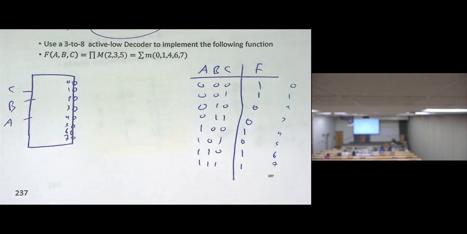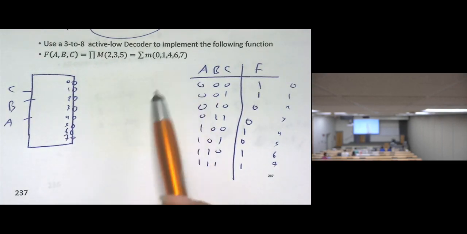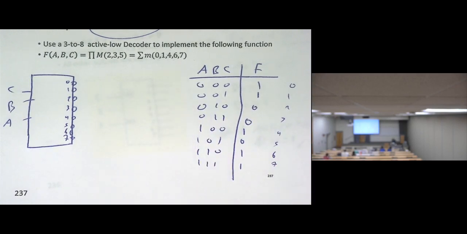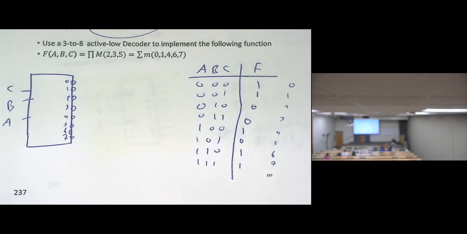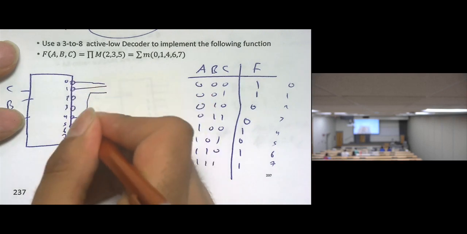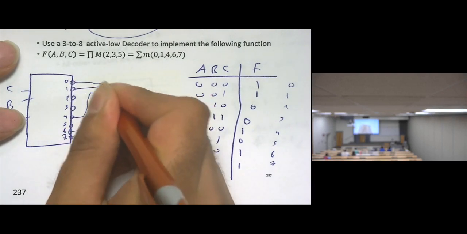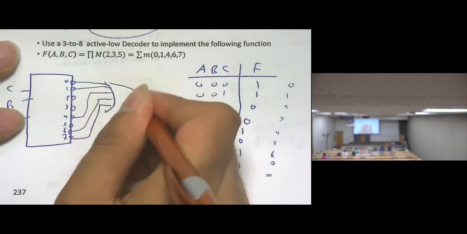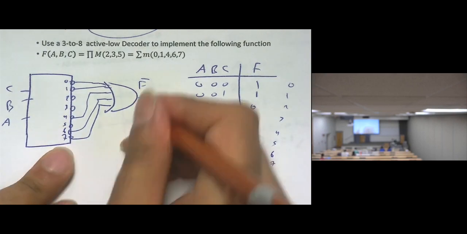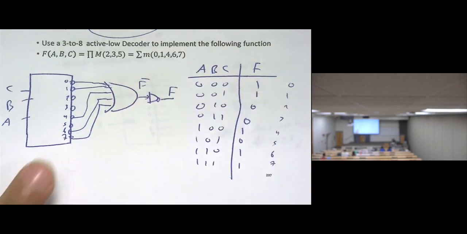When it was active high, we used to say f equals 0 plus 1 plus 4 plus 6 plus 7, right? But now we are in active low. So if we add 0, 1, 4, 6, 7, I can make them with OR. This is f prime, not f. Why? Because all of these are active low, which means the output will be zeros. What should I do? Add a NOT, then it's f, right?